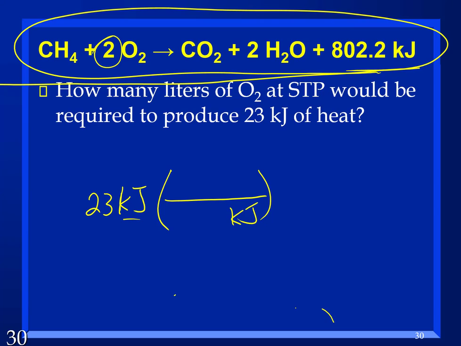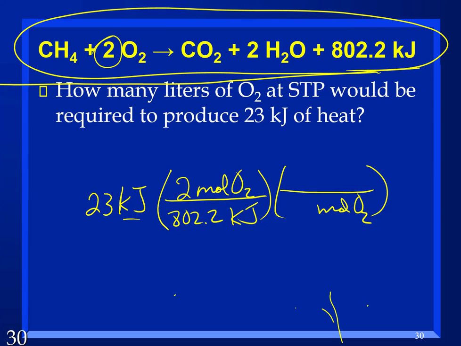And the moles of O2 has a 2 in front of it. So 2 moles of O2 will make 802.2 kilojoules. So if I can get kilojoules out of the equation, I get moles out of the equation. And then I get rid of moles of O2, and they want liters, and 1 mole is 22.4 liters. Hugely different than what we were doing before? No, we're just reading another number out of an equation because they put another number in the equation.